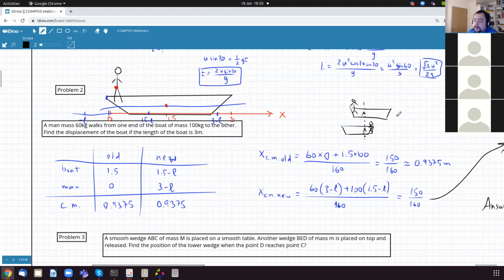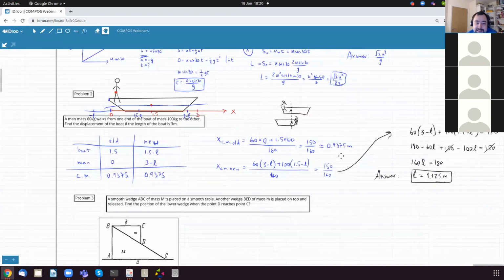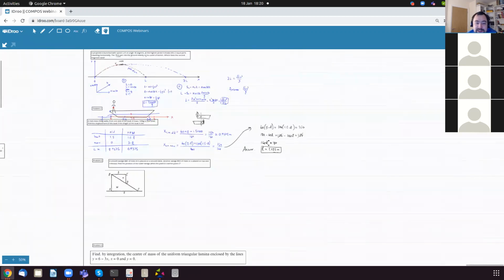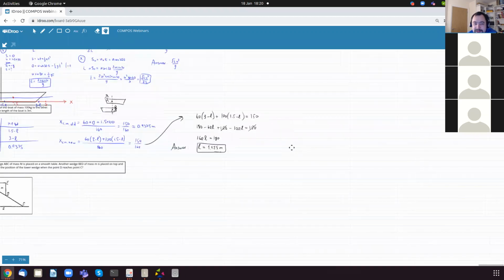So the man moves to the right, the boat moves to the left, the center of mass stays where it is. Fundamentally, you cannot change the position of the center of mass using only internal forces. And this leads to quite a peculiar situation.